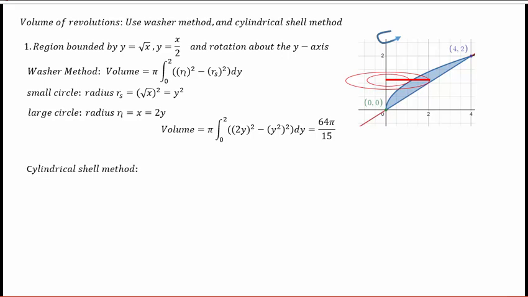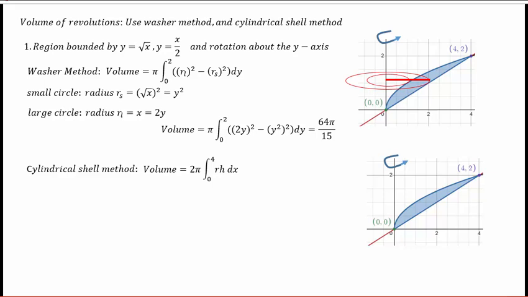Now we will be using the cylindrical shell method for this. The cylindrical shell method is 2 pi, integral from a to b of r times h, dx or dy, depending. So we'll see which one works. With rotation about the y-axis, if we consider a cylindrical form like this, the radius will be r, which is x if you consider the point x, y. Then the height will be the top portion, square root of x, minus the bottom portion, x over 2. So that's the height of the cylinder.